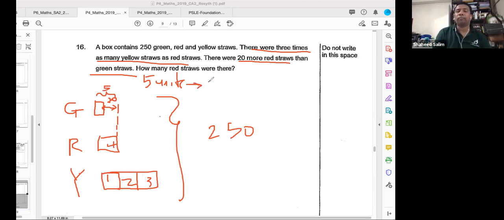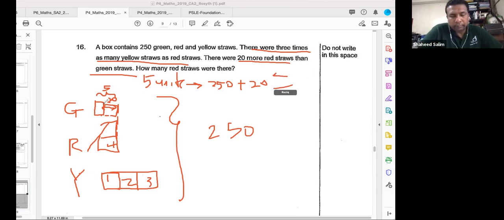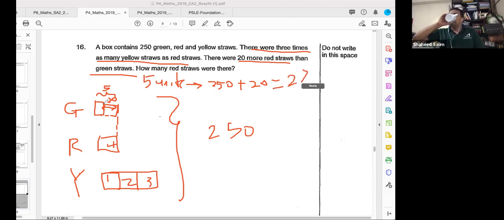5 units equals 250 plus 20. Why 20? This is not 1 unit. Must plus 20, then they become 1 full unit like that. Okay, you try to solve. Try to solve. Okay, 5 units, 270. 1 unit same.